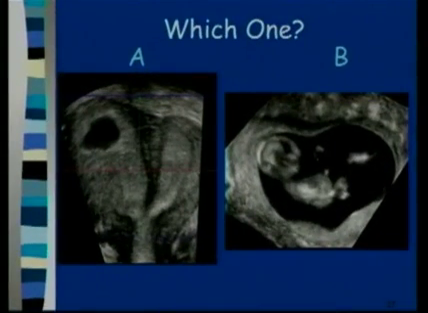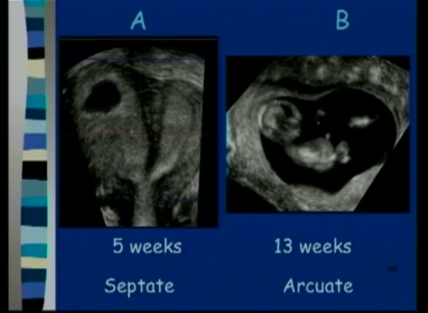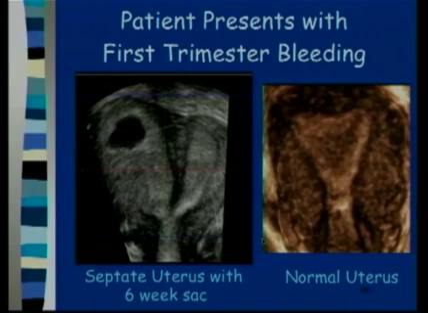Now here are two different women that have uterine anomalies. Which would you rather be? The woman in A has a septate uterus with a gestational sac sitting out here in the horn at 5 weeks. And the woman in B has an arcuate uterus with it dipping down just a little bit here, in this patient who happens to be 13 weeks. So most of us would rather be the arcuate, and let me tell you why.